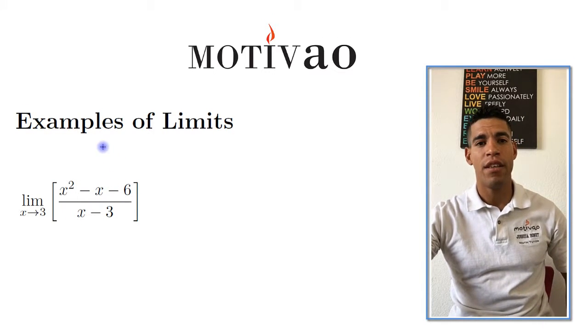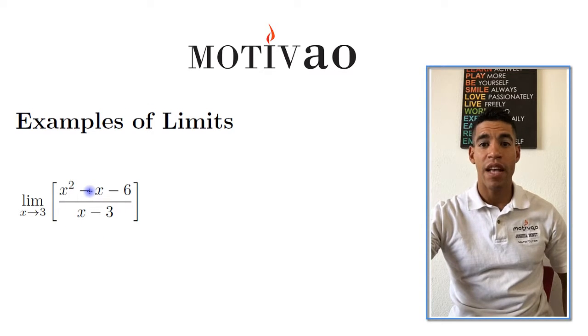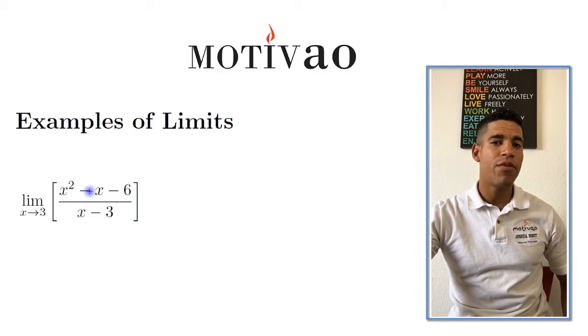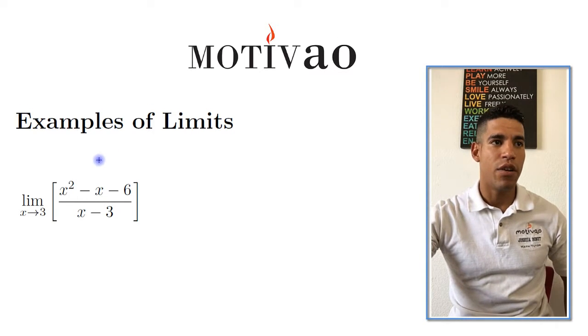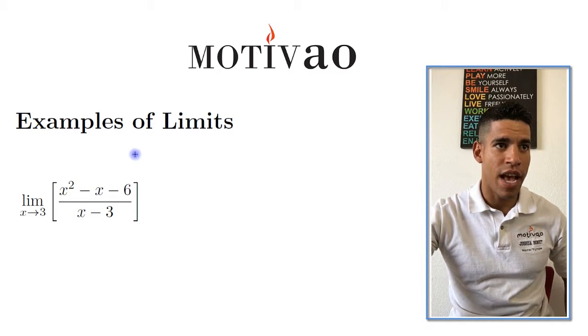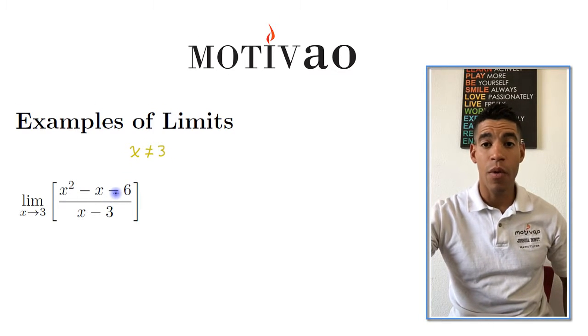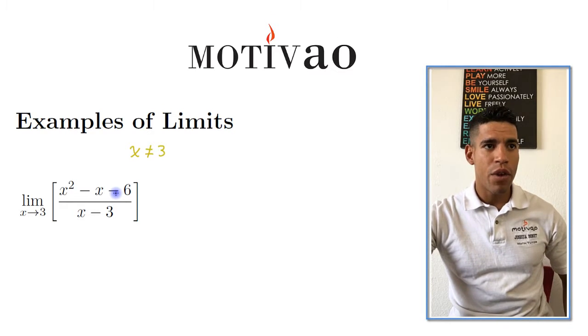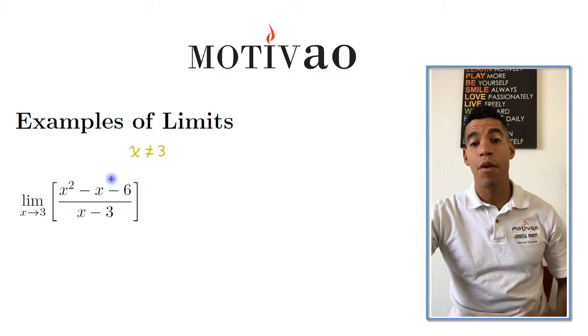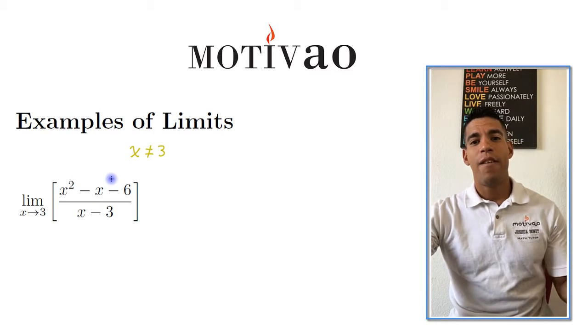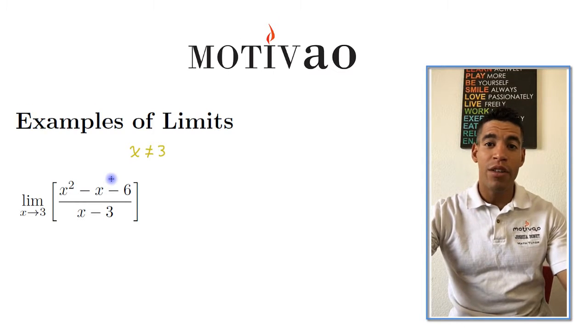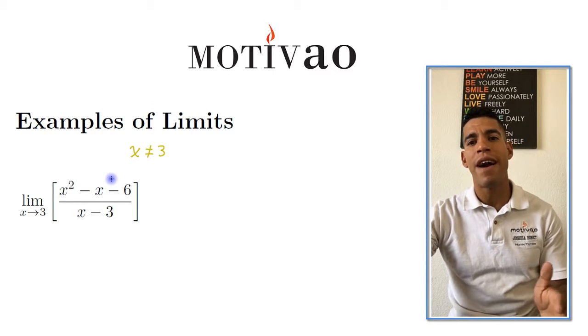Okay, first thing is, this function has a domain, right? And the domain for this function is that x cannot be equal to 3. Okay, so the domain of this one is x cannot equal 3. And why is that? Because it gives you 0 in the denominator. Okay. Now, if you remember in all of the previous videos, I said that it doesn't matter if the value is not in the domain, you can still find the limit.